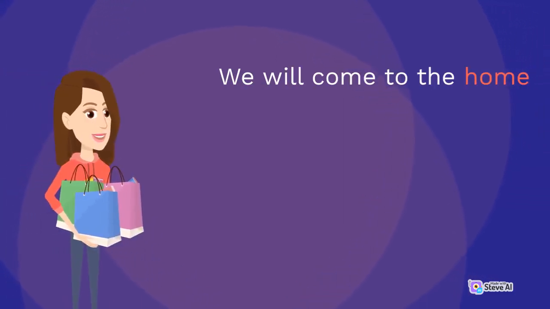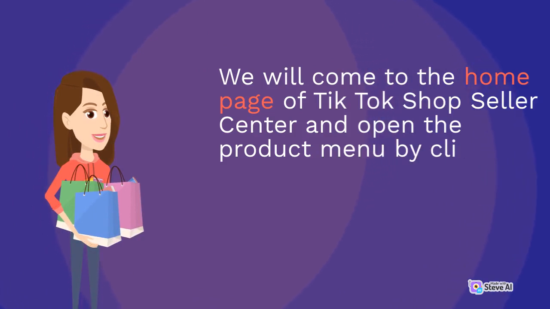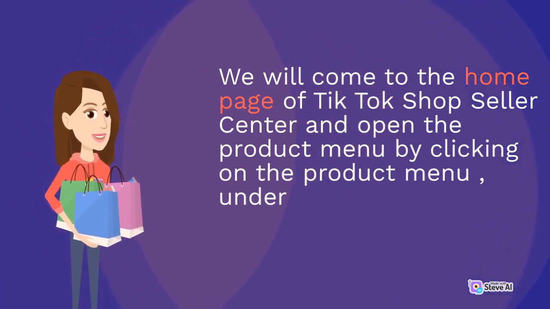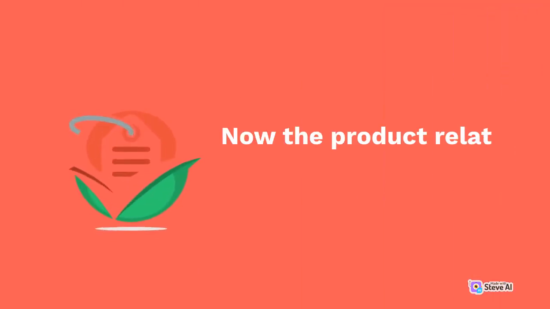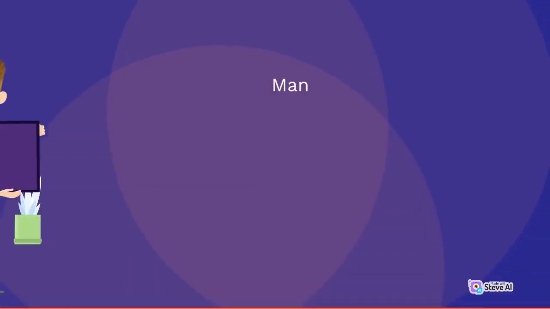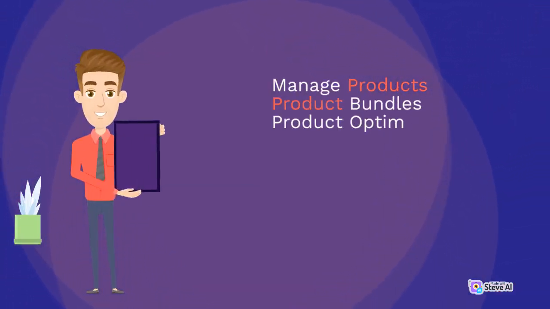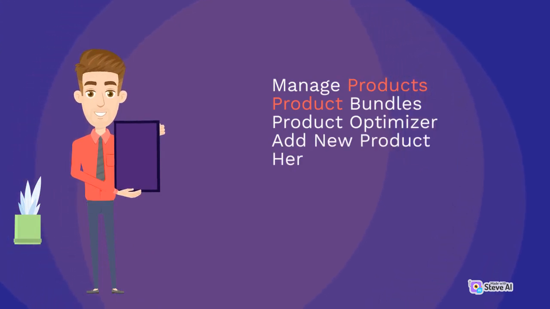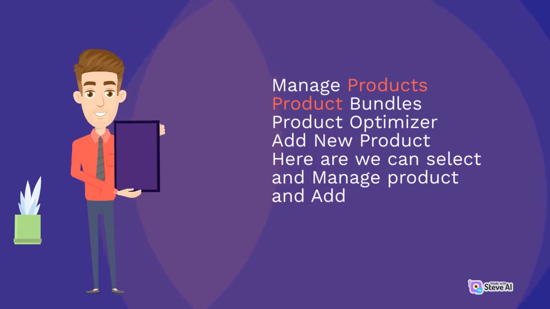We will come to the home page of TikTok Shop Seller Center and open the product menu by clicking on the product menu, under the home page menu. Now the product related list will appear. Manage products, product bundles, product optimizer, add new product. Here we can select manage product and add new product.